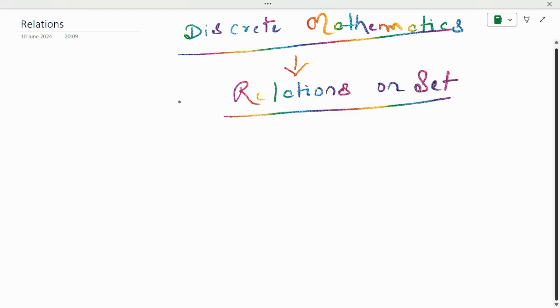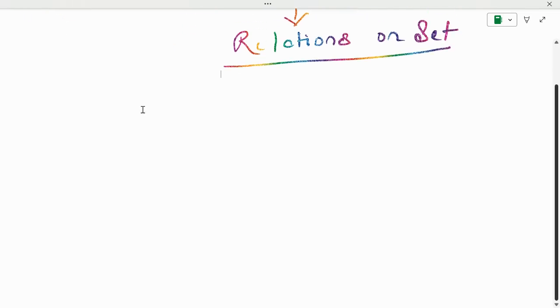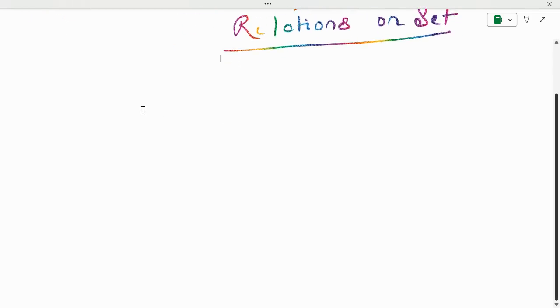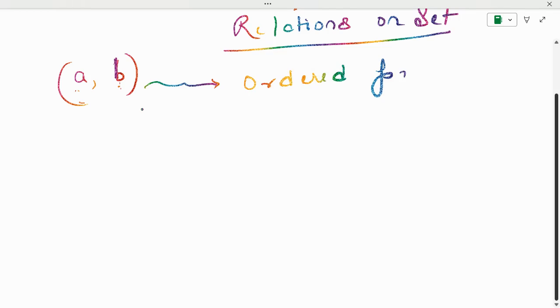In this video, first of all, we are going to see what this relation means. Let's say we have two entities A and B, and if A is somehow related to B and B is somehow related to A, we categorize them and call it an ordered pair. In other words, A is related to B and B is related to A. So this is an ordered pair.